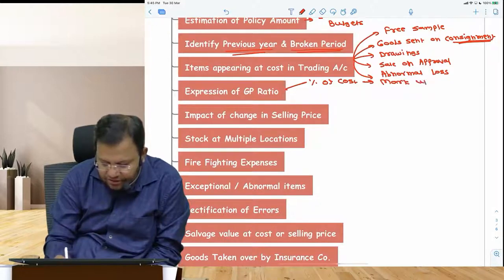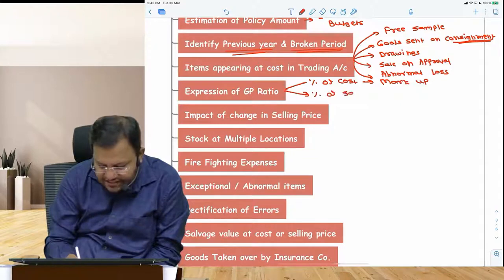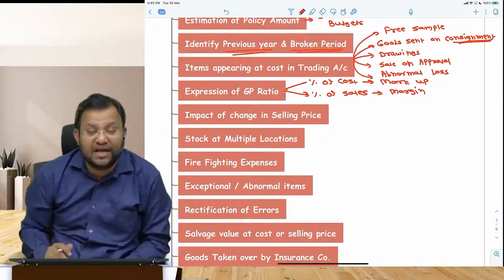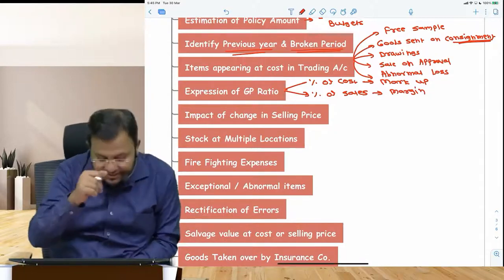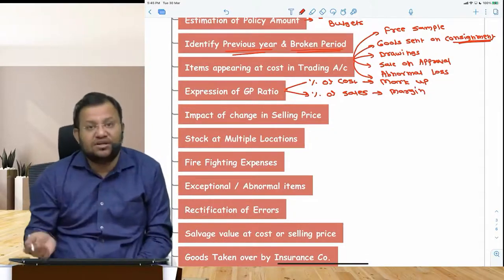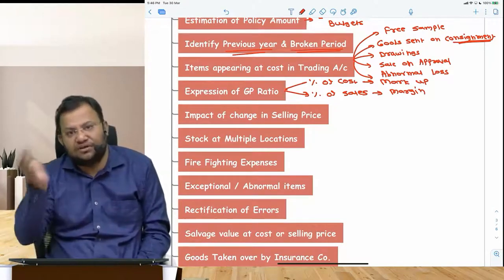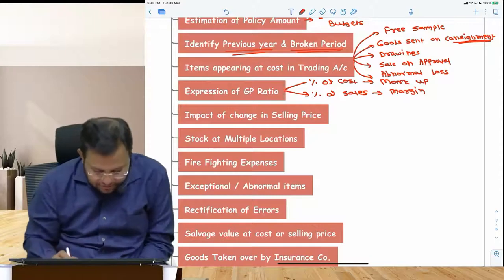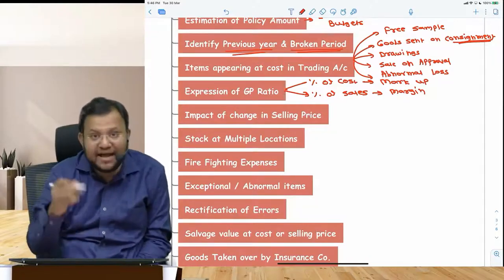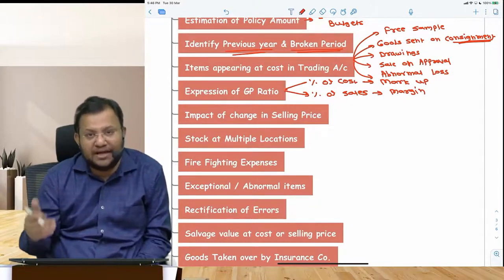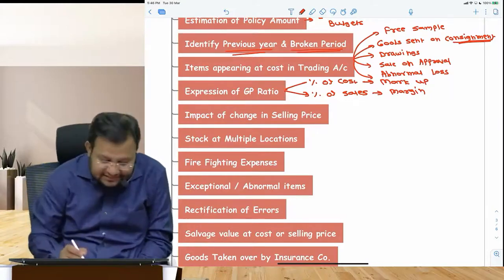GP ratio can be a percentage of cost, which is known as markup. What do you call it? Markup. And when it is a percentage of sales, it is called margin, GP margin. So read carefully whether the question has given markup or margin, and convert it. 1/3 of cost is 1/4 of sales. 1/5 of sales is 1/4 of cost. For example, m by n of cost is m upon m plus n of sales.